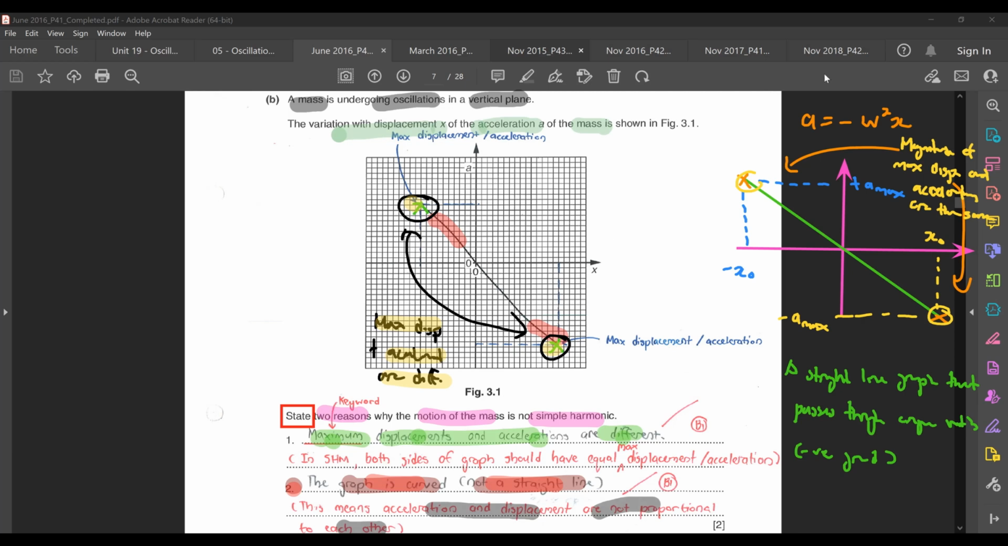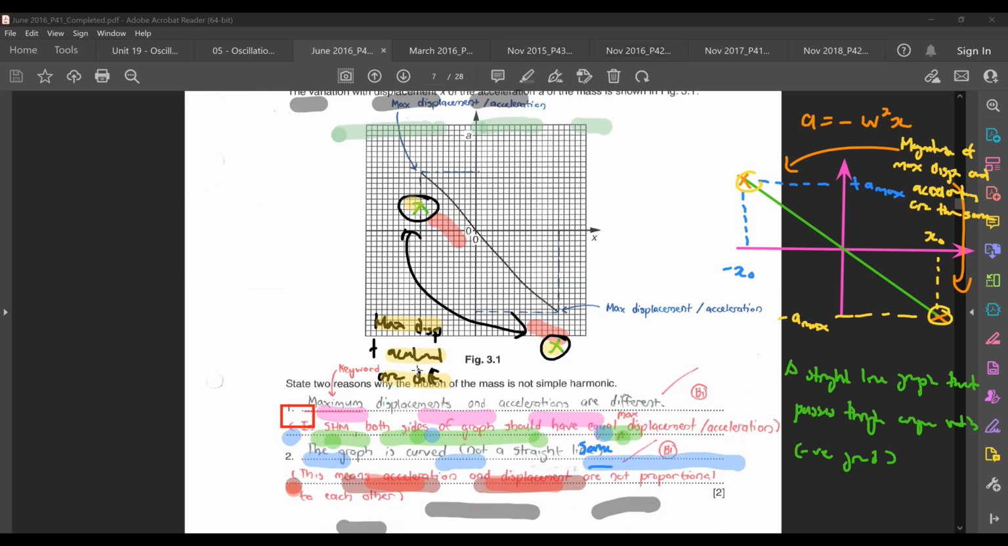And then for the first point, where you say that the maximum displacement and accelerations are different, why is this one not simple harmonic motion in the first place? The actual reasoning is that in simple harmonic motion, both sides of the graph should have equal maximum displacement and acceleration. Or you could also say it's the same, okay? Same maximum displacement and acceleration. Okay, so that is for this part.